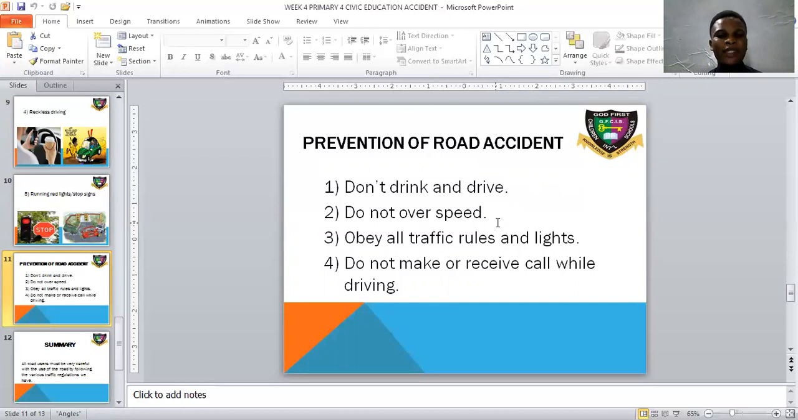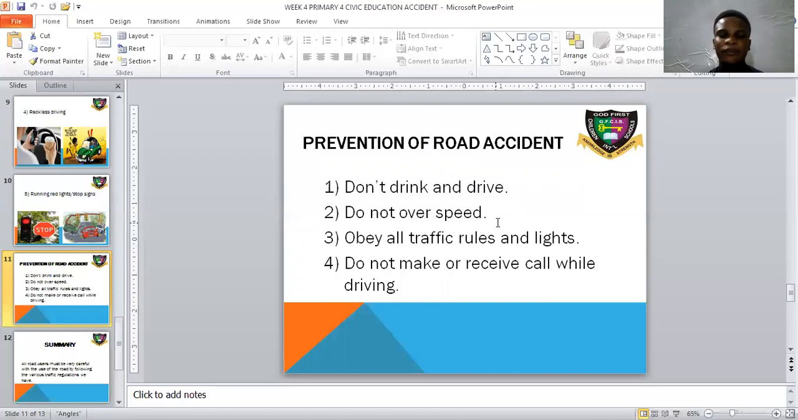Your life will be safe. The properties of people will be safe. You will not be involved in any form of accident, if only you can obey these traffic rules. Crossing using the zebra crossing, using the overhead bridges, those are the traffic rules you must obey if you must avoid accident.